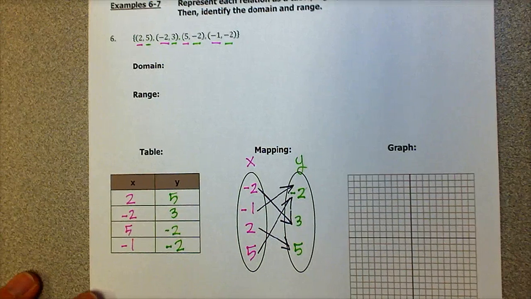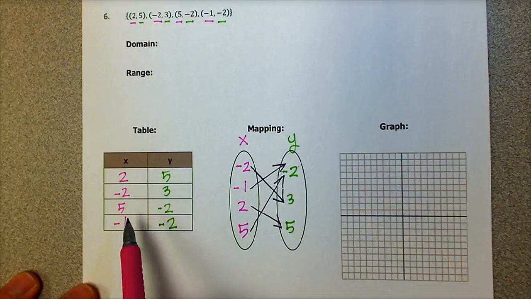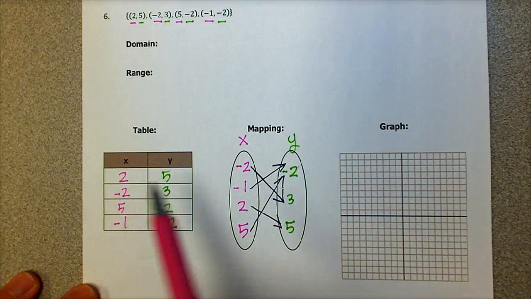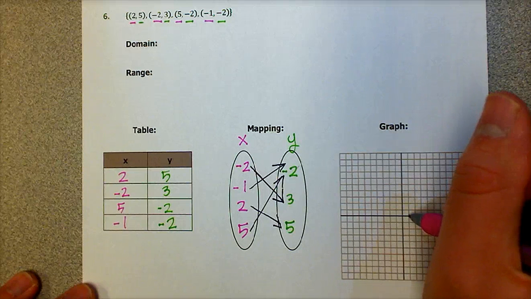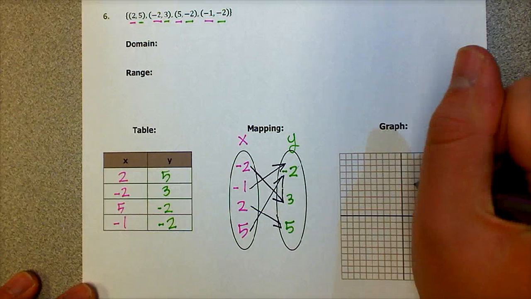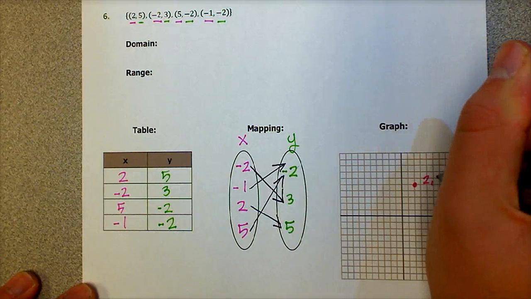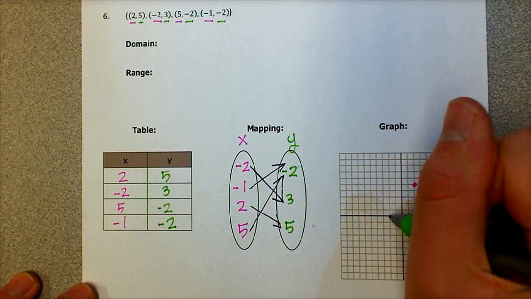Finally, I'm going to put each of these ordered pairs in graph format. So starting with my ordered pair 2, 5, that point would go starting at the origin, 2 right and 5 up from the origin. And I want you to label your points anytime you plot them on a graph. So there's 2, 5. My next ordered pair is negative 2, positive 3. So starting at the origin, I'm going left 2 and up 3.